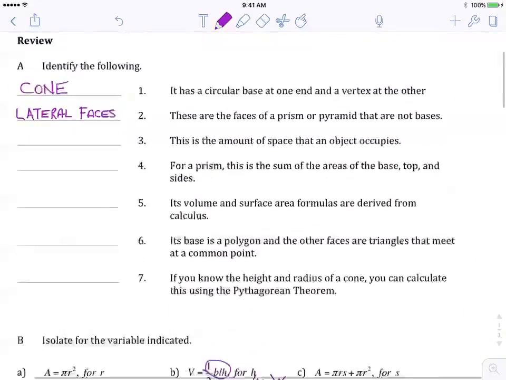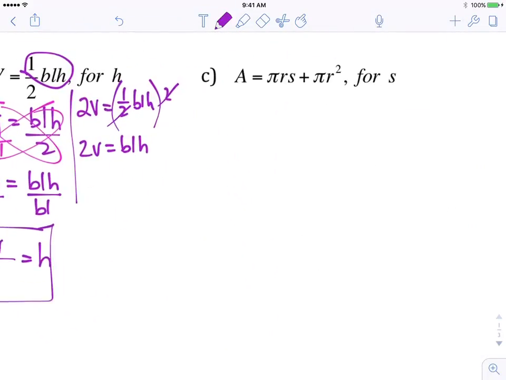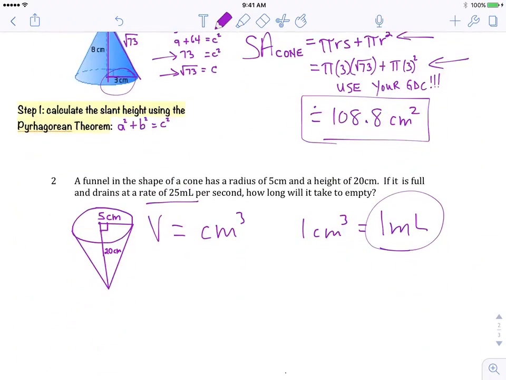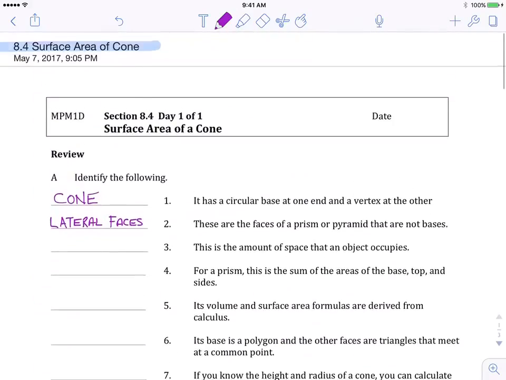Okay? So fill in some blanks. You're going to answer one question here in terms of isolating a variable. I've given you some information there, and you're going to find one answer at the bottom there. Okay? See you in class.